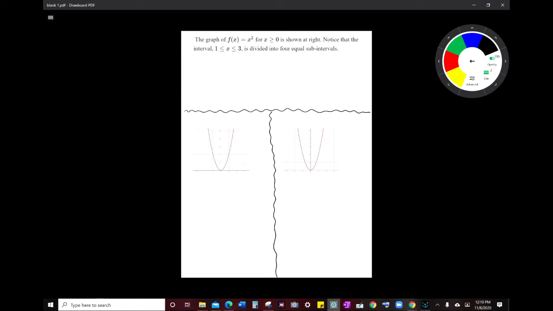The graph of f of x equals x squared for x is greater than or equal to 0, and notice that the interval 1 is less than or equal to x less than or equal to 3 is divided into 4 equal subintervals. So first, in order to calculate either the left endpoint or right endpoint, you need to divide it based on the number of subintervals the problem gives you. In this problem, it gives you 4 equal subintervals.